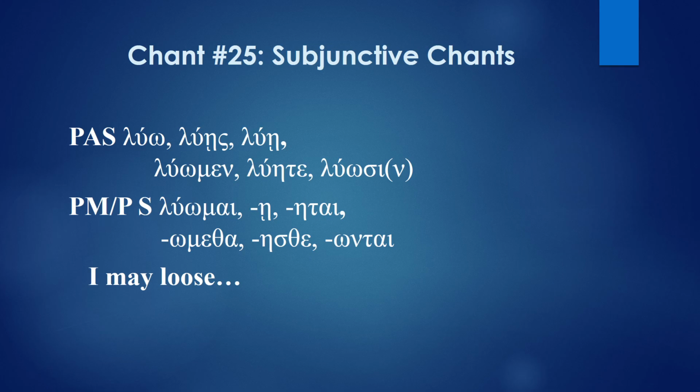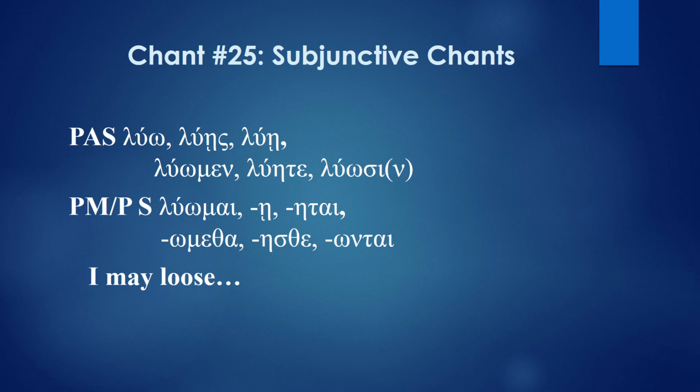Then the first person plural endings, luomen, we may loose. Luete, you or you all may loose. And luosi, they may loose, for the present active subjunctive. And now for the present middle passive subjunctive.